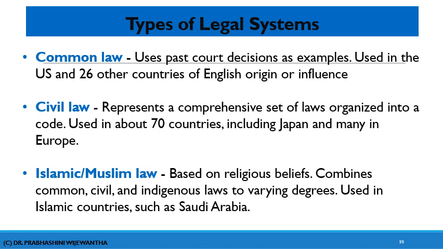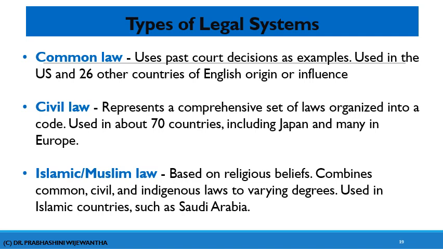The other legal system is the civil law. The civil law represents a comprehensive set of laws organized into a code. So, the civil law system represents a comprehensive or a very detailed set of laws organized into a code, and it's used in about 70 countries, including Japan and many other countries in Europe.